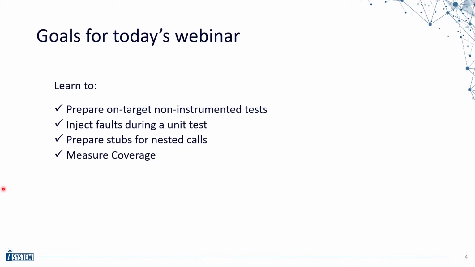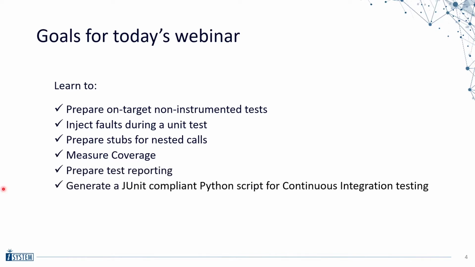I'll show you how to measure different types of coverage, like statement, branch, and call coverage at the object level. That allows you to run coverage on compiler, linker, or other generated code that's not directly traceable to source code statements. We'll take a look at the test reporting features. And finally, we'll generate a JUnit compliant Python script for continuous integration testing.